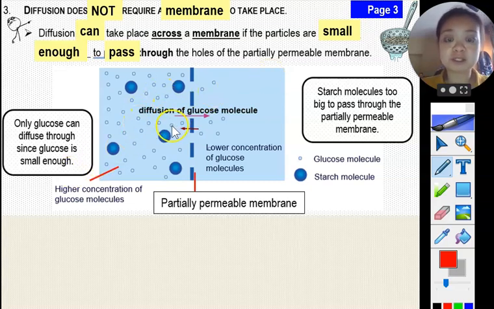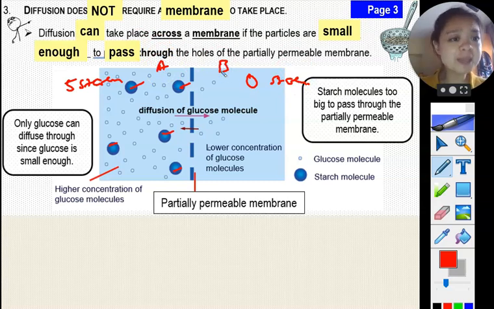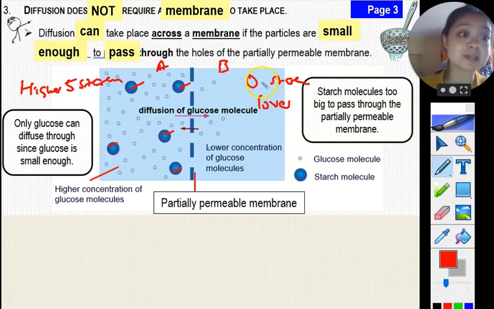So let's look at this example over here. On the left-hand side, you can see 1, 2, 3, 4, 5. There are 5 starch molecules and 0 starch molecules. This is side A and side B. Based on diffusion, starch will move from A to B. Why? Because starch has got more on side A and none on side B. So starch has a higher concentration in side A versus side B, which is lower. In fact, it has no starch particles at all.